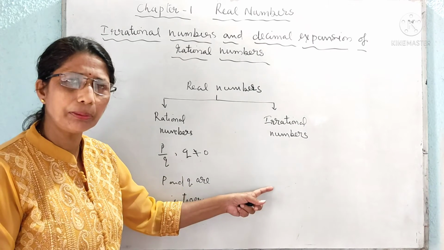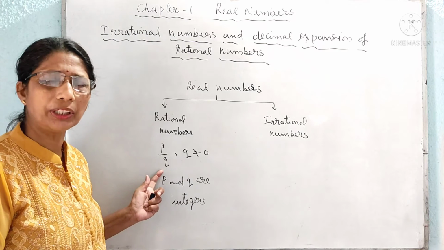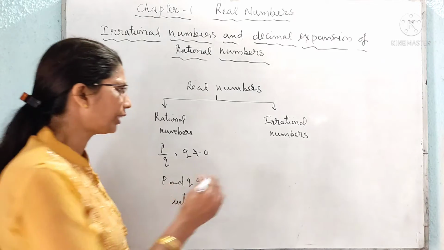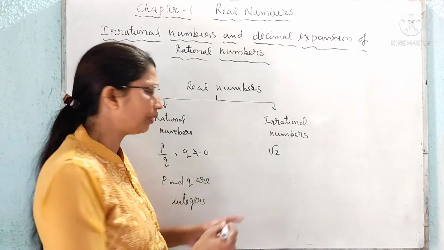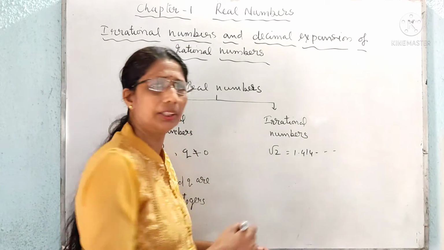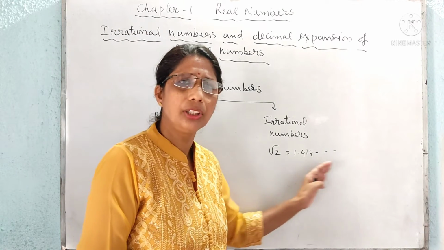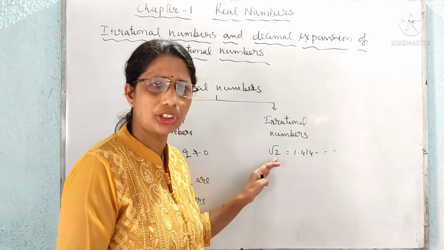But an irrational number means a number which cannot be written in the form of p by q. Then we can say that these are irrational numbers. For example, root 2. The value of root 2 comes as 1.414 and so on. That means the number is not repeating and it is not terminating. That means we can take root 2 as an irrational number.